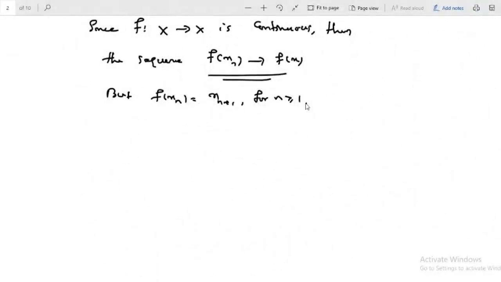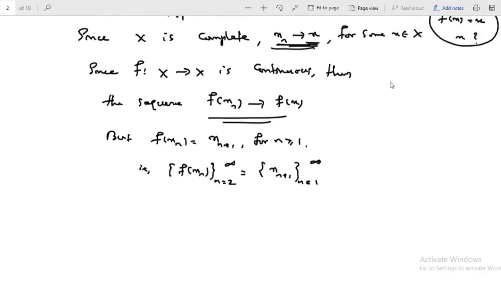Then what about sequence f of xn? Then sequence f of xn is sequence xn plus 1. ഒരു tail ഒക്കെ converge ചെയ്യുന്നത് original sequence converge ചെയ്തിട്ടാണ്. അപ്പോൾ sequence f of xn, that is sequence xn plus 1. Sequence f of xn converges to f of x, therefore sequence xn plus 1 converges to f of x. Okay.